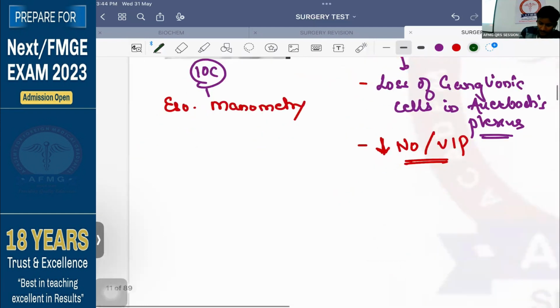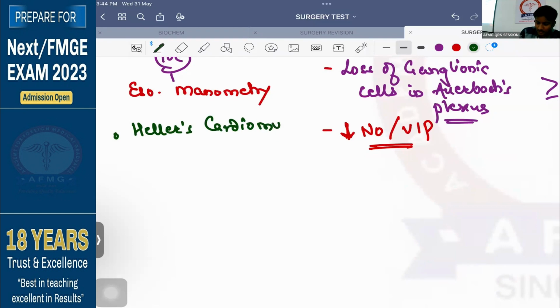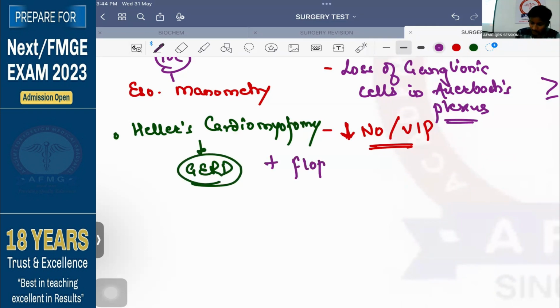Complication of Heller's cardiomyotomy anybody? बोलो जोर से फिर. Good. So complication of Heller's cardiomyotomy is good. And that is the reason why to prevent this, we will always go for a floppy Nissen fundoplication in the patient as well. ठीक है? Along with Heller's. तो अगर एक ऑप्शन बोल रहा है Heller's cardiomyotomy, दूसरा ऑप्शन बोल रहा है Heller's cardiomyotomy plus floppy Nissen fundoplication, better answer is this one.